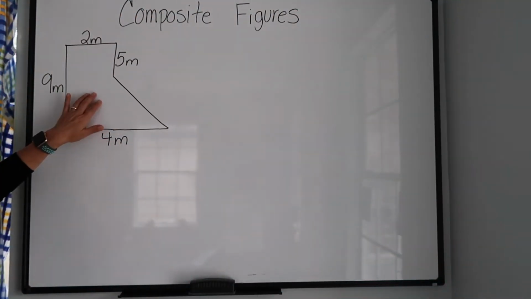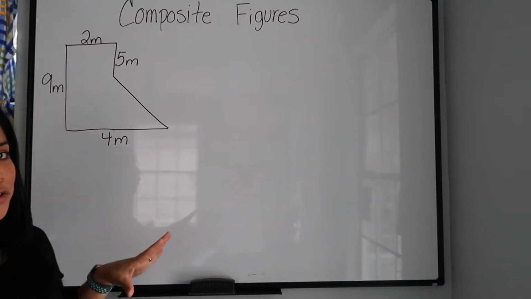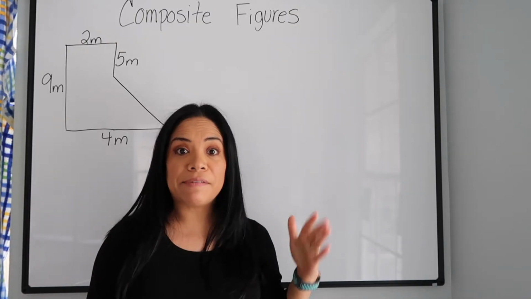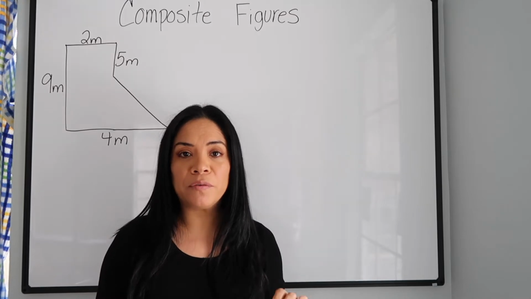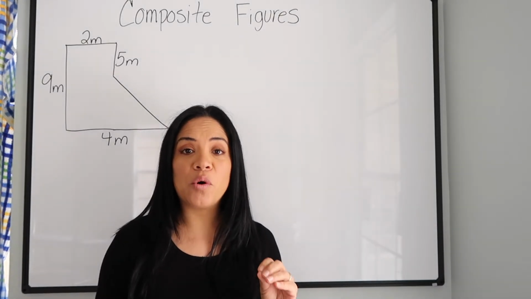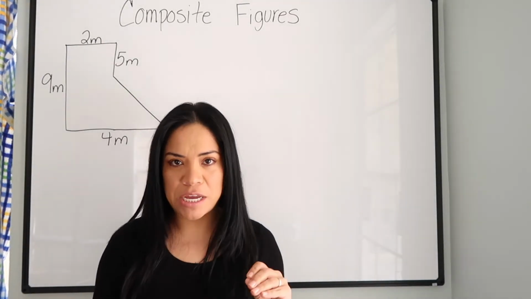Here we have a composite figure. The first step we're going to do is divide the composite figure into simple non-overlapping figures. Remember that you're going to be finding the area of each shape.